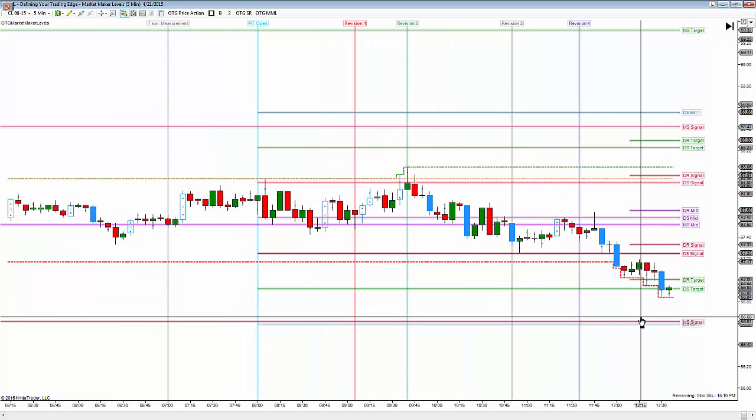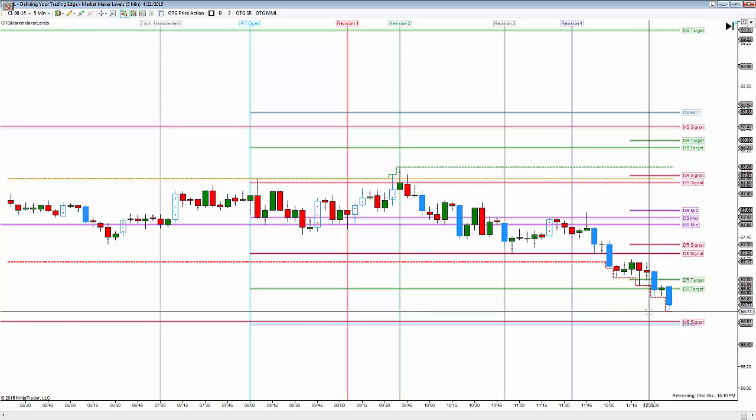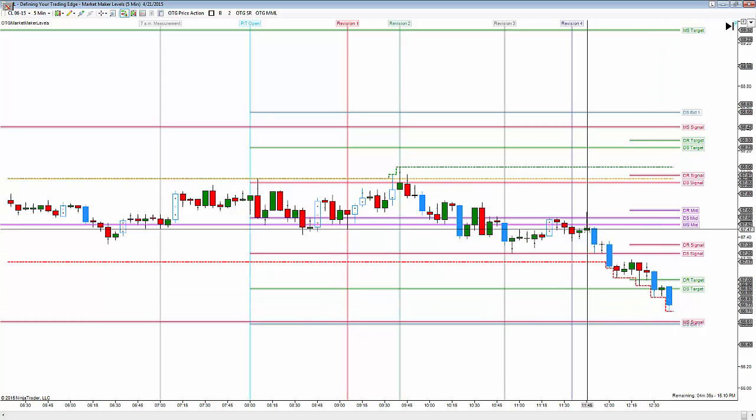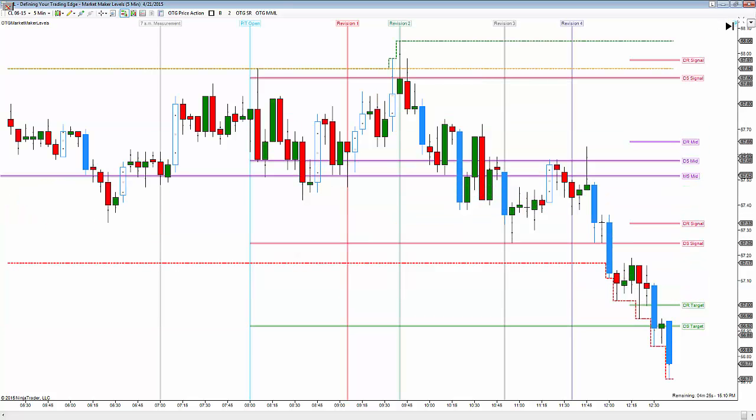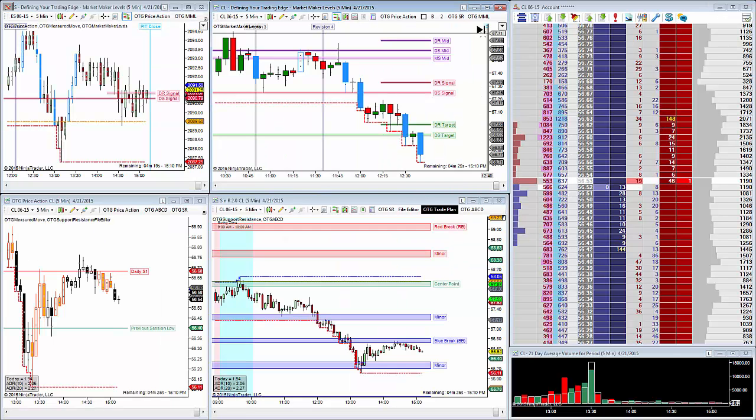And again, we took it all the way down to our target at the 76 level, which was right back in this area right here. We took it all the way down from this level down to 76 on 4 lots. It was a 300 tick trade today, and it allowed us to have a very good day here at the Oil Trading Group.